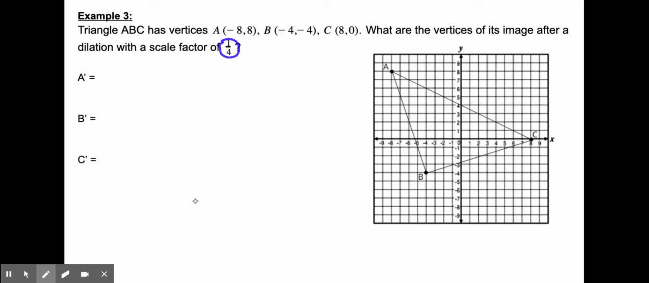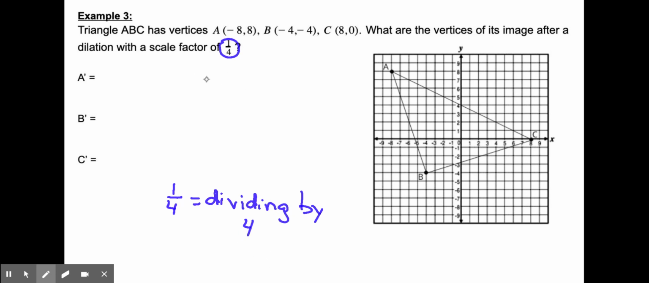Because we have a scale factor that is less than 1. So if my scale factor is 1/4, that's going to be the same thing as dividing by 4. When it got bigger, we multiplied, right? And when it gets smaller, we're going to divide by 4. So you can do this in your calculator if you want to.